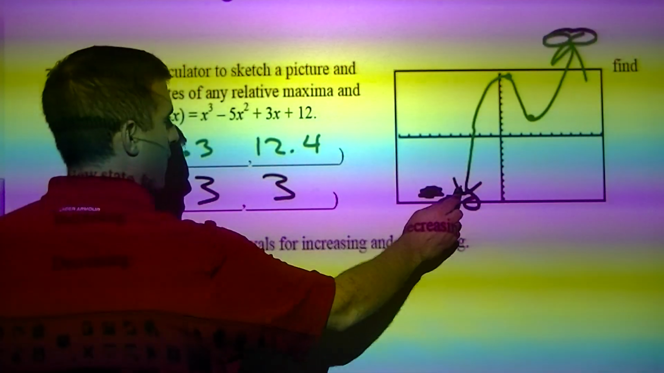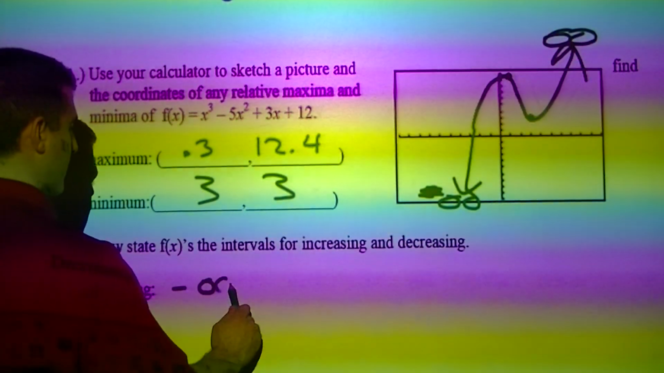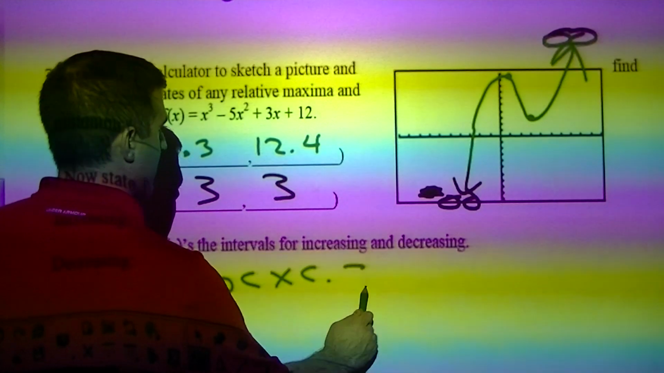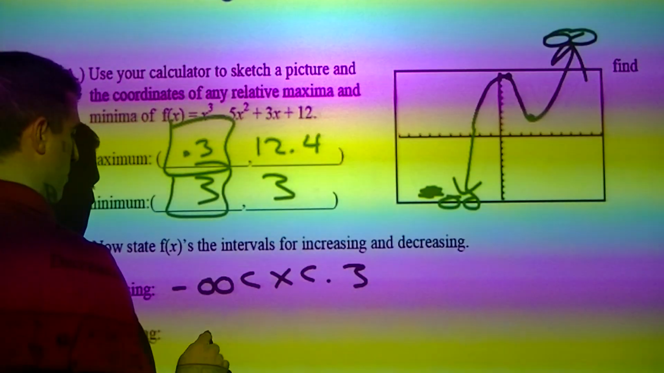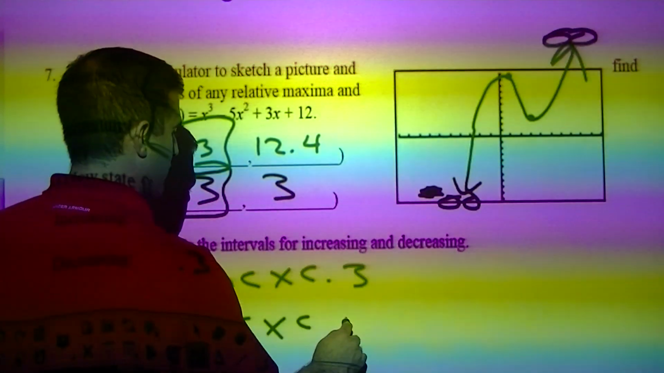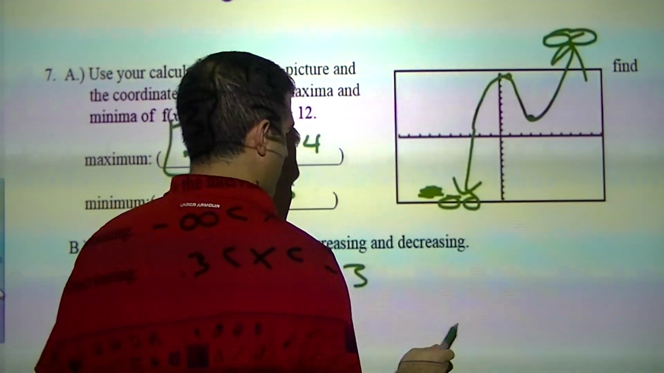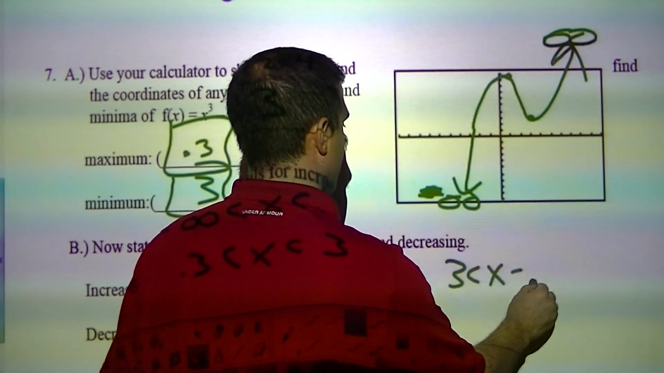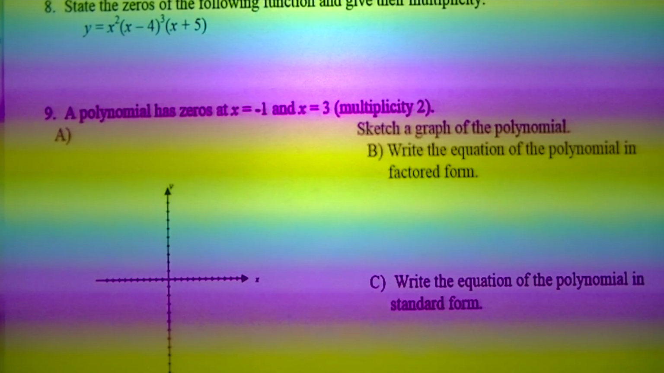So I'm starting from the far left, so I'm going to work my way up to 0.3. So from negative infinity to 0.3, I'm increasing. Then because all I care about are these, from 0.3 to 3, I'm actually decreasing. Okay, I'm going there, and then this is an increase. So from 3 to infinity, I am increasing. Okay, going to the next page.